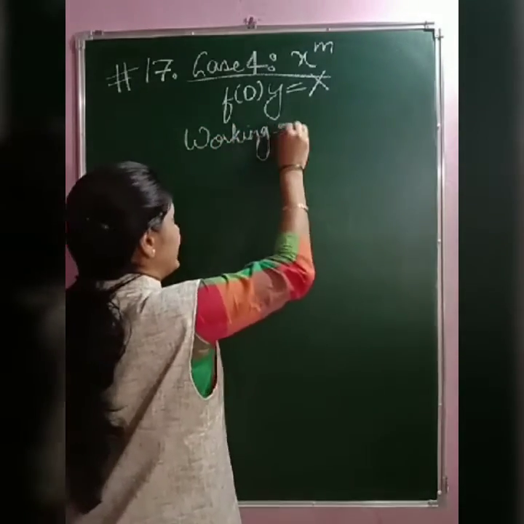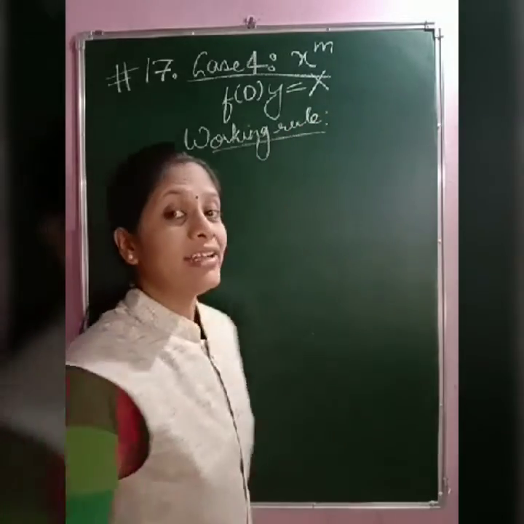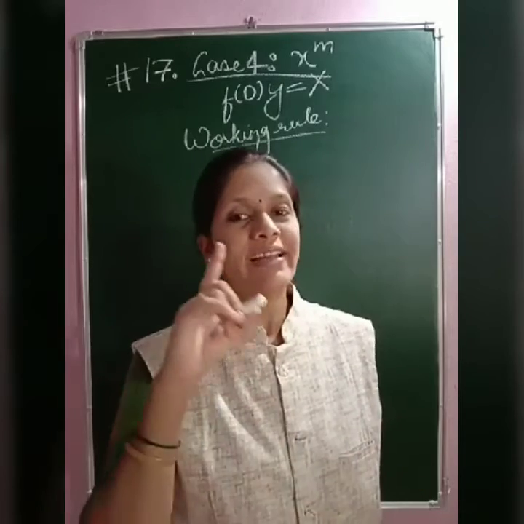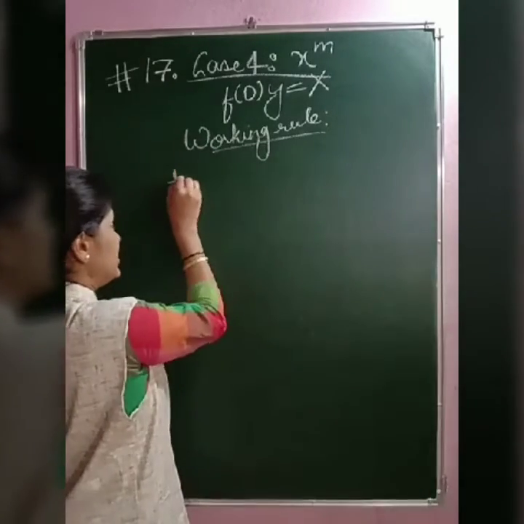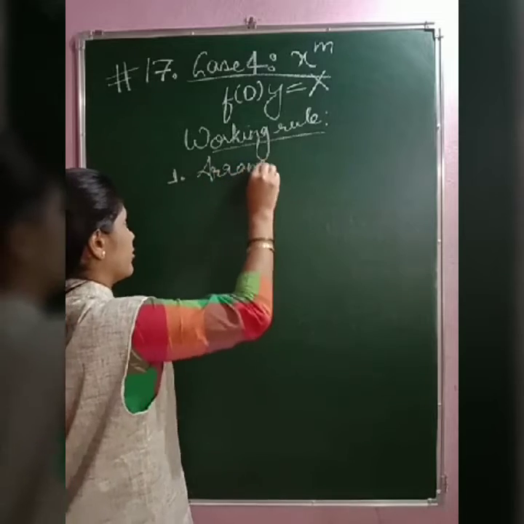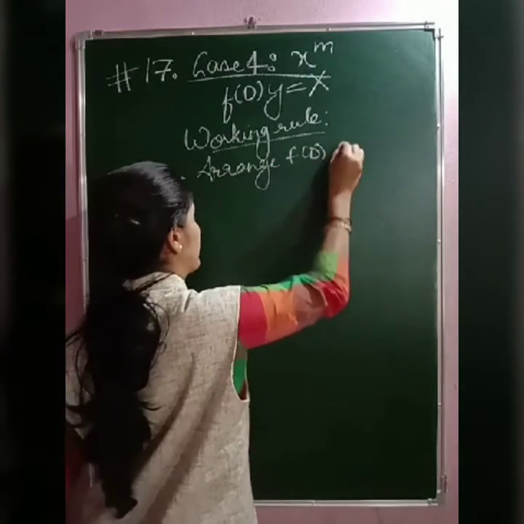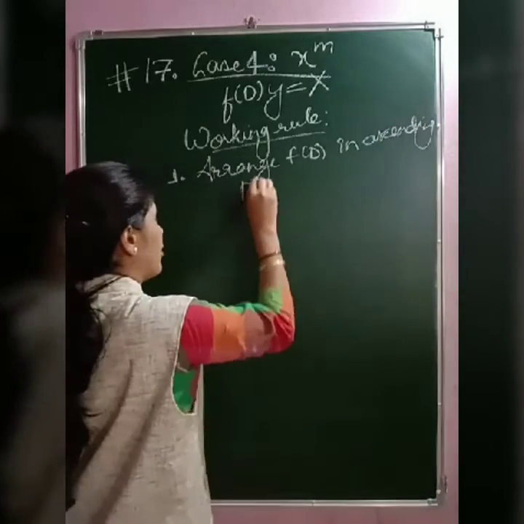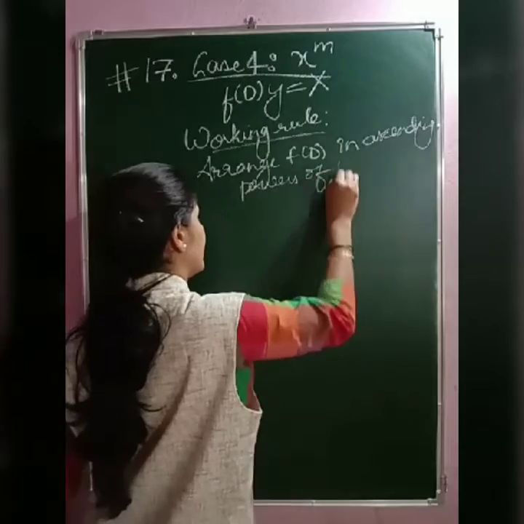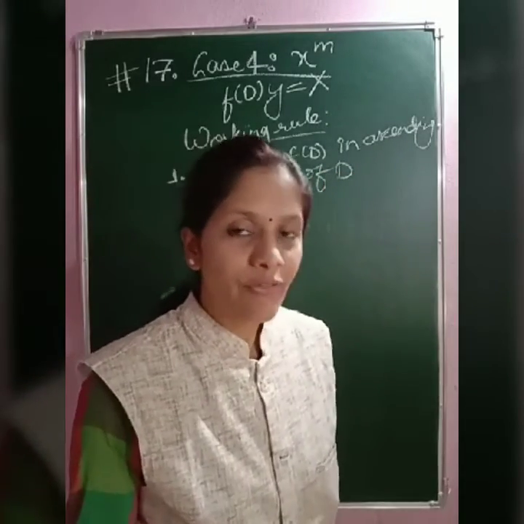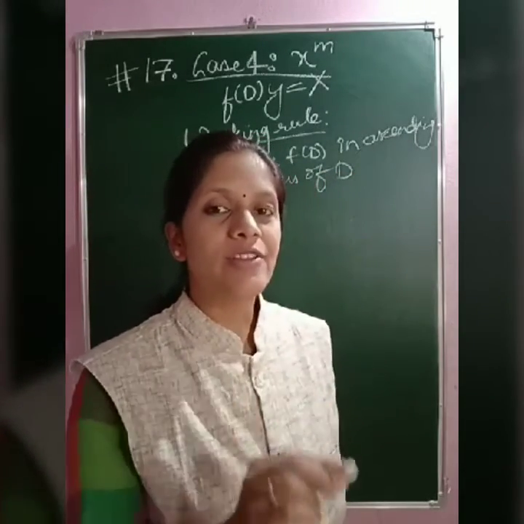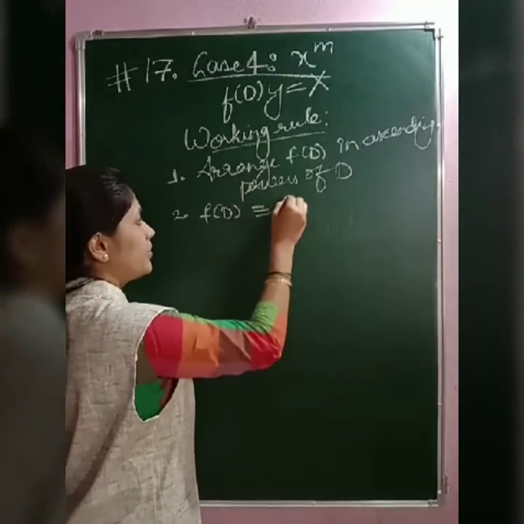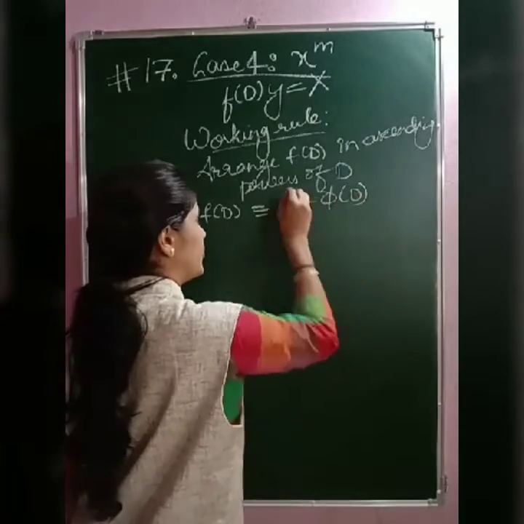Firstly, we have to arrange f of D in ascending powers of D, right? Arrange f of D in ascending powers of D, and then express f of D in the form 1 plus or minus phi D form.